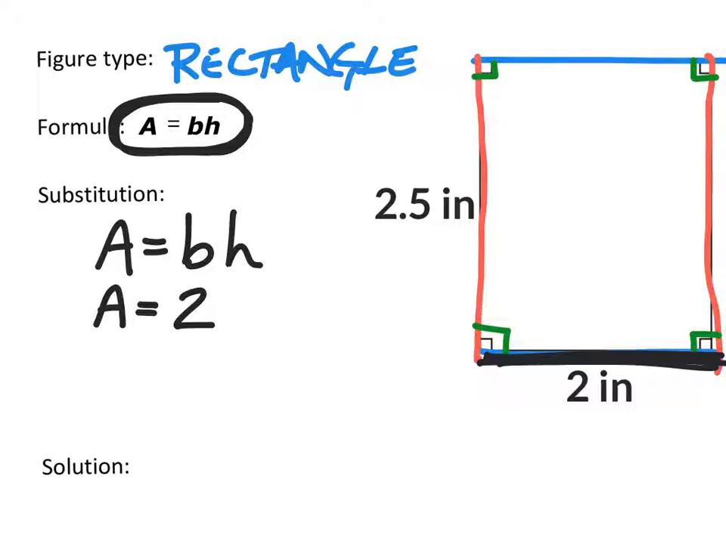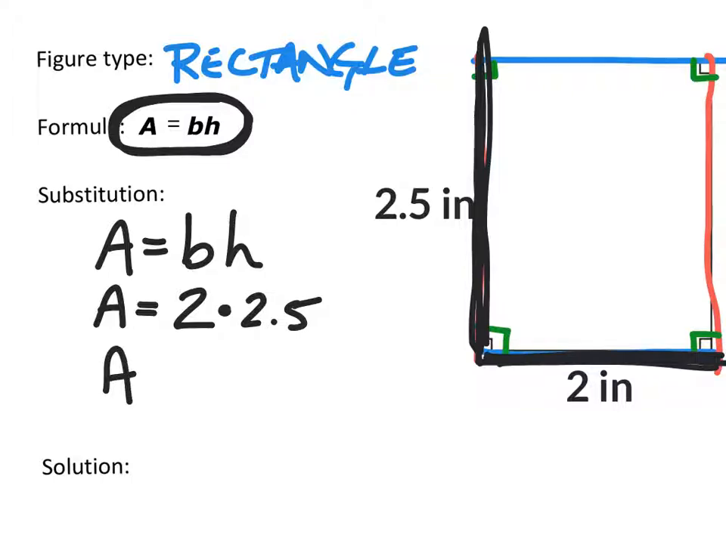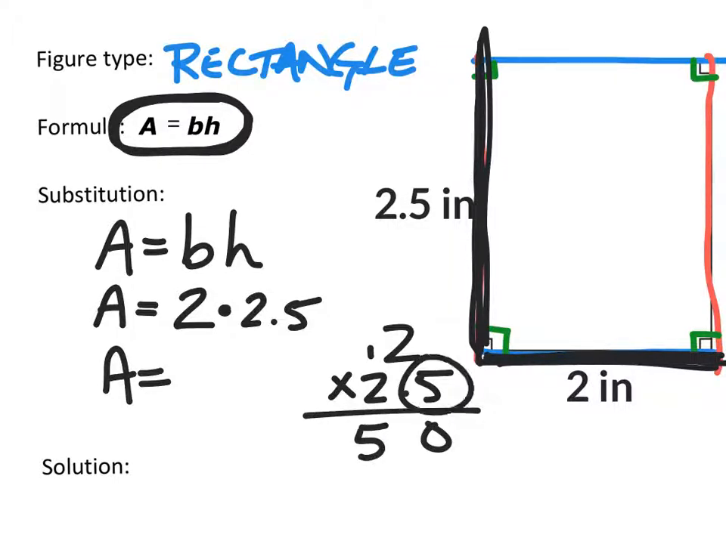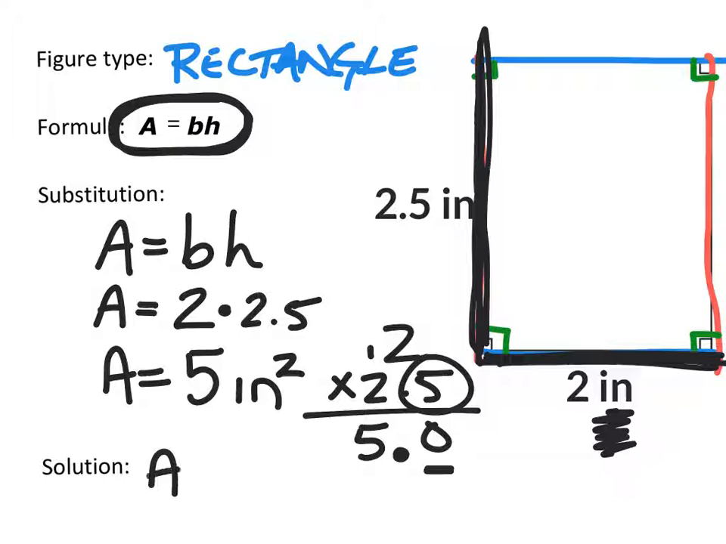Do we know the height? Yes, we do. It's right here. The height of the rectangle is 2.5. So BH, or base times height, would be 2 times 2.5. So area equals, what is 2 times 2.5? We have one number to the right of the decimal, so we need one number to the right of the decimal. So therefore our solution is 5. The area is 5 inches, don't forget the label, and area is a square measurement. The solution is the area is equal to 5 square inches.